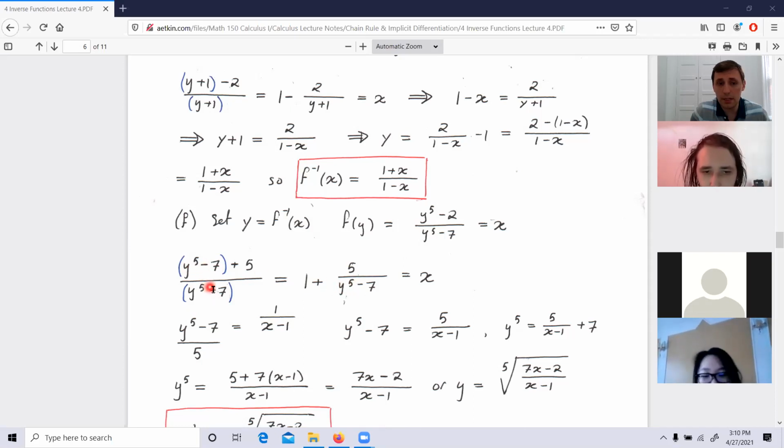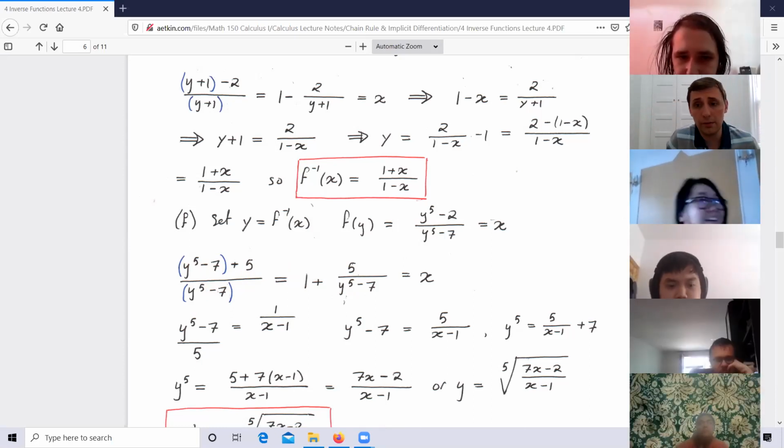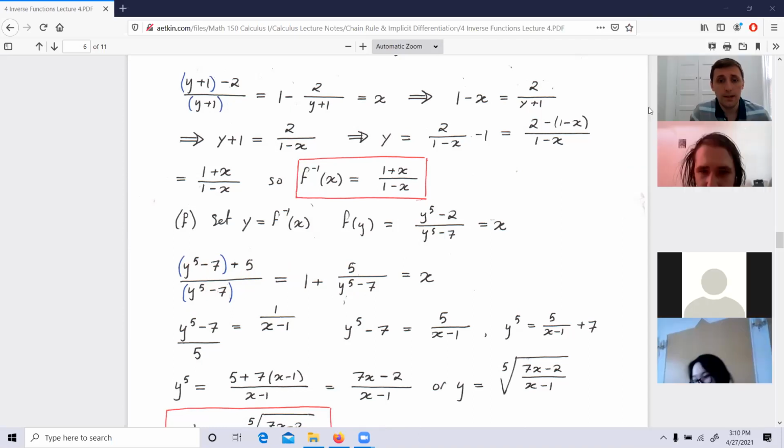This divided by that is 1 plus 5 divided by the denominator. So I used to have a y in the numerator and a y in the denominator. Now after doing this, I only have one y. So then what do I do next? I then move the 1 across and take reciprocals.